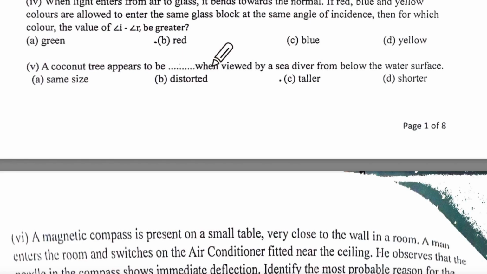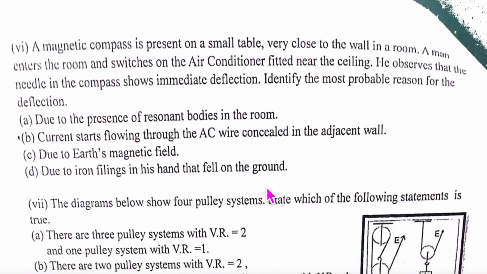Coconut tree appears to be taller, no? By sea diver. Yes, option C. So that is your option C. Remember, in the denser medium it comes closer, and in the rarer medium it goes further away.